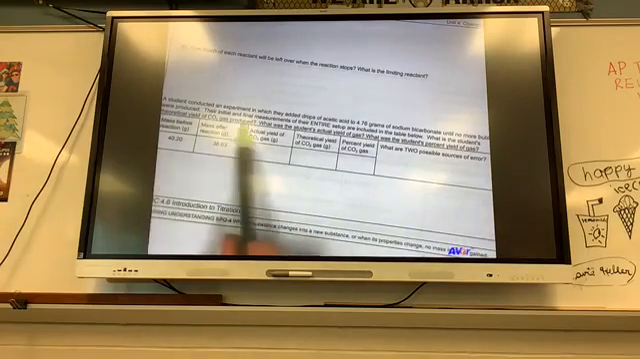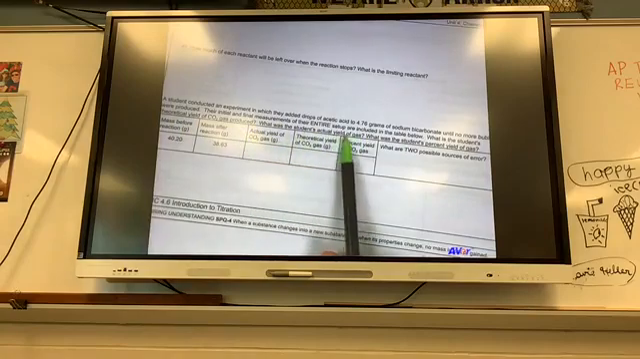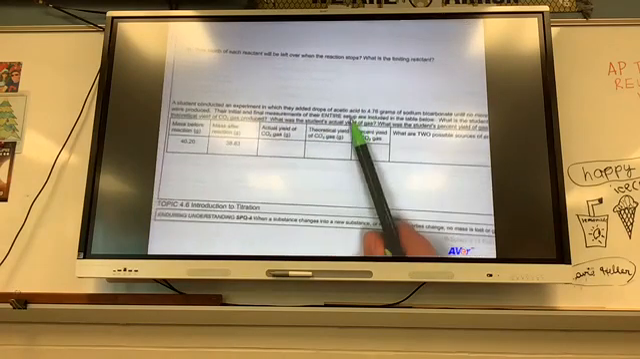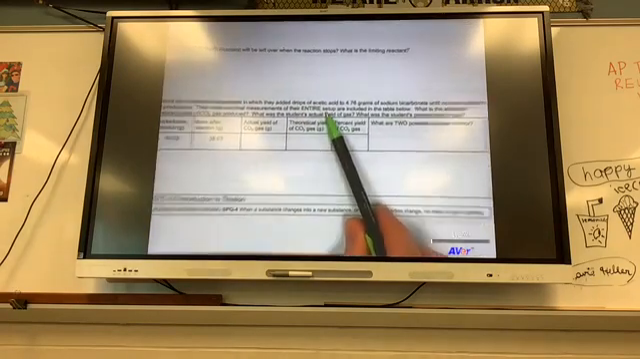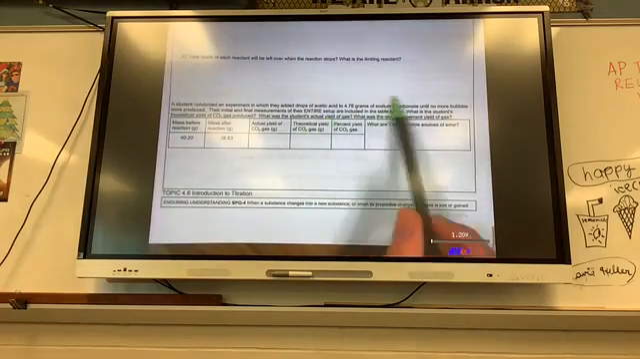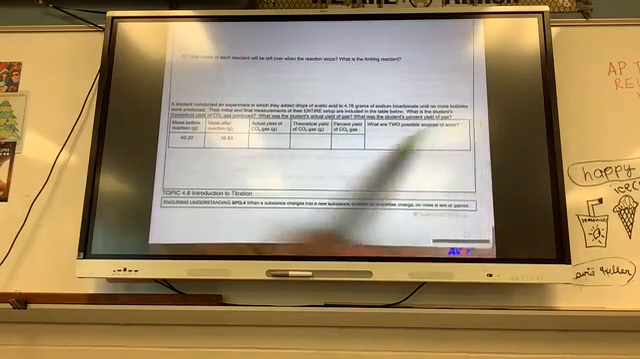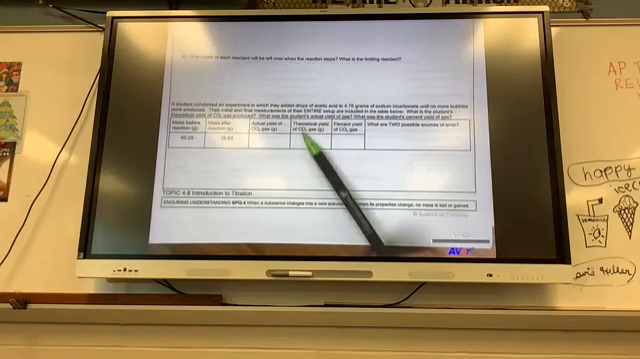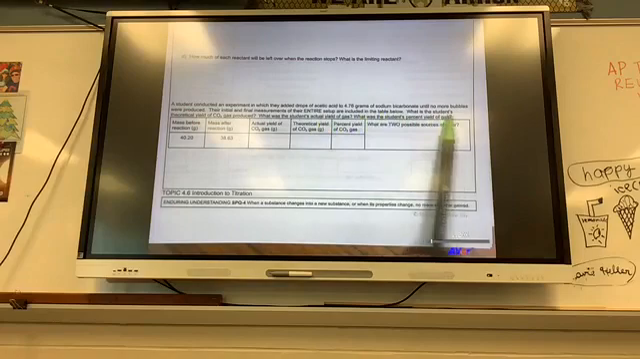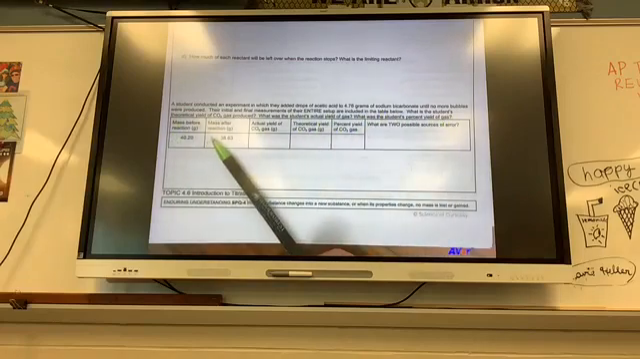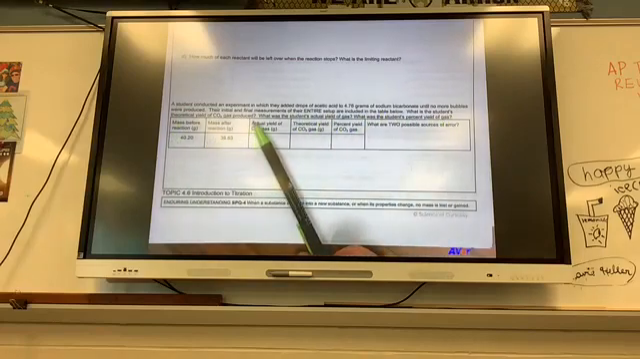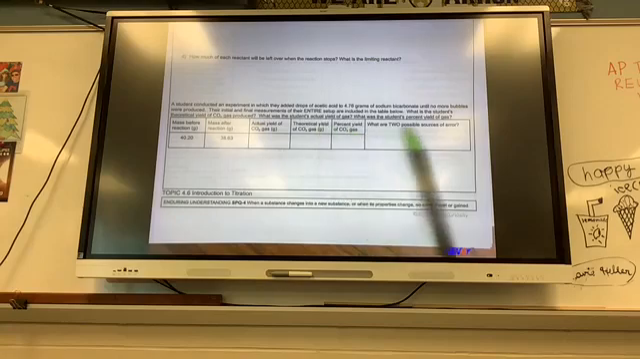A student conducted an experiment in which they added drops of acetic acid to 4.76 grams of sodium bicarbonate until no more bubbles were produced. The initial and final measurements of the entire setup are included in the table below. What is the student's theoretical yield of CO2 gas produced? What was the student's actual yield? What was the student's percent yield?